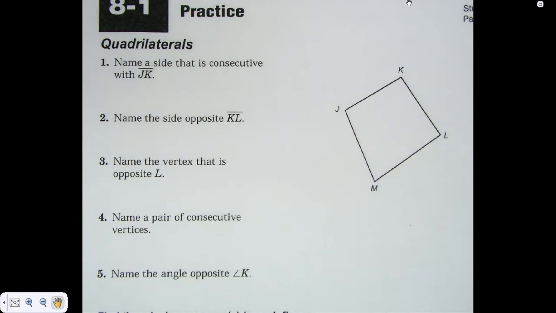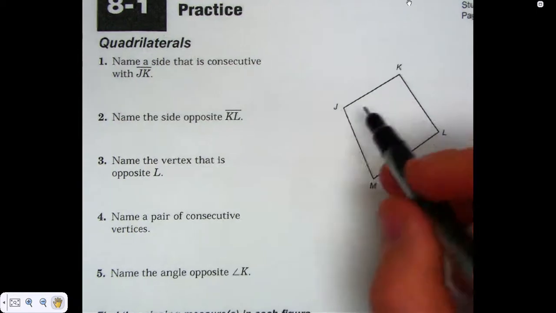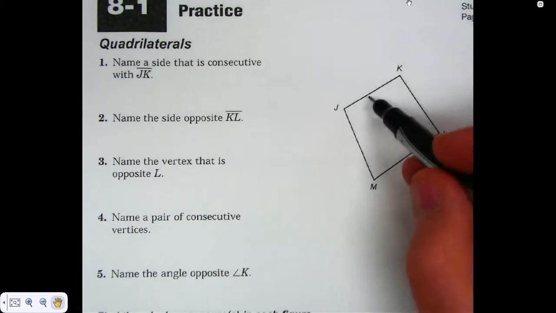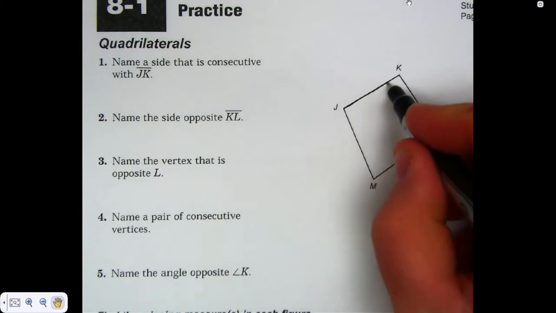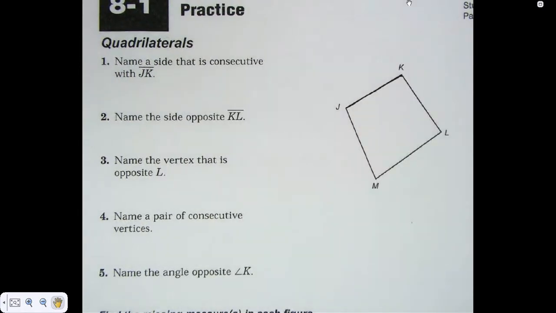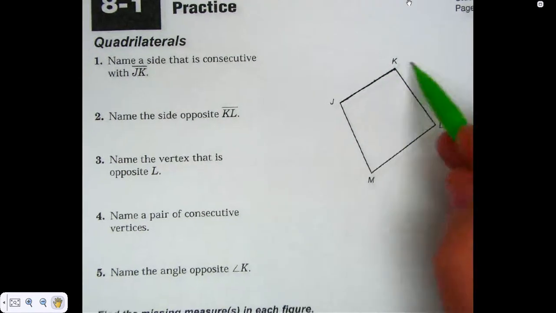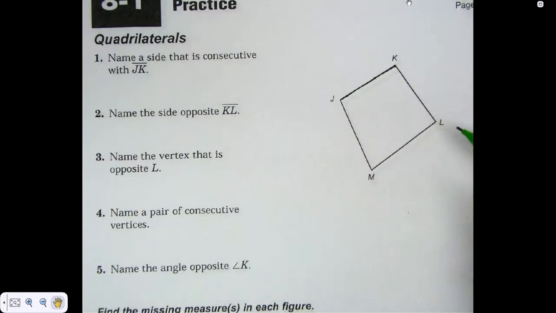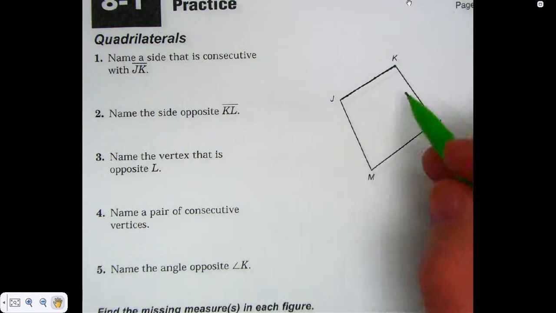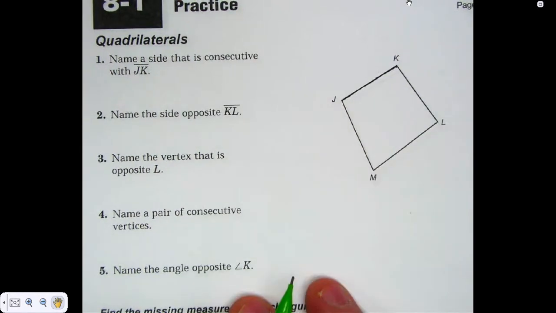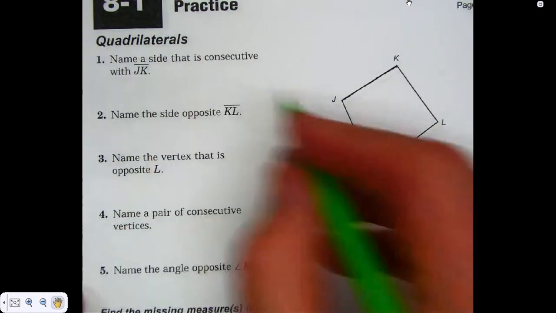Okay, looking at number one. Name a side that is consecutive with JK. Well, we didn't talk about consecutive sides, but do you think they'd be the same as consecutive vertices? This is J to K, correct? What side is consecutive to it? Well, that would probably still be the next side you'd get to. Which side would be opposite JK, do you think? It's funny how opposite makes more sense to us than next to or consecutive. So, what would be a side consecutive to KL?